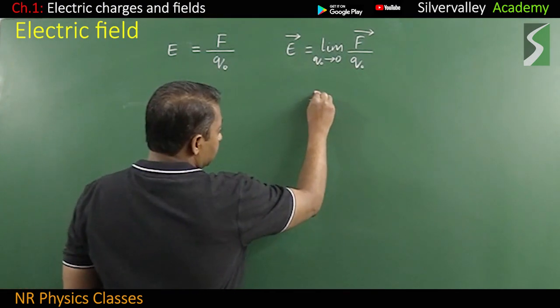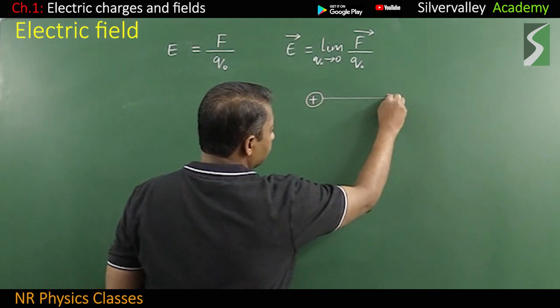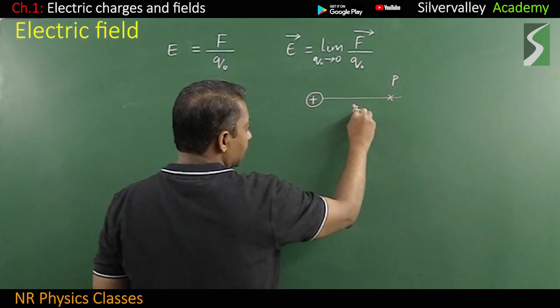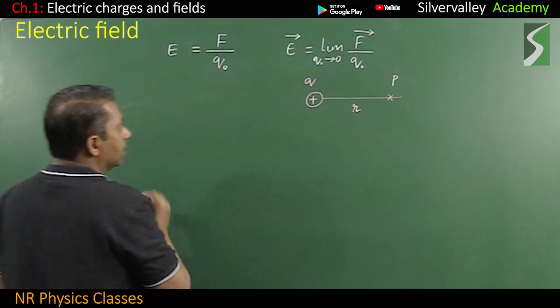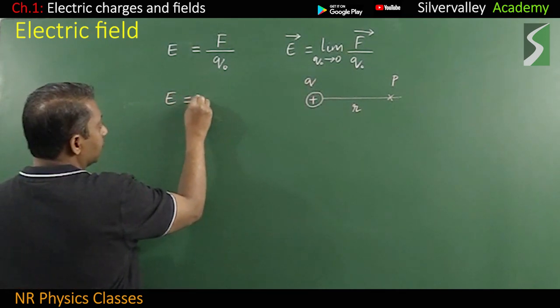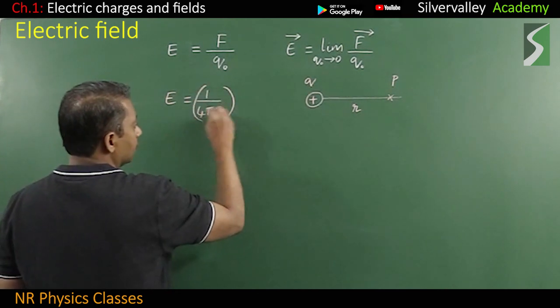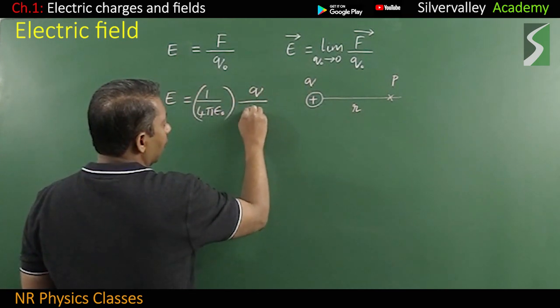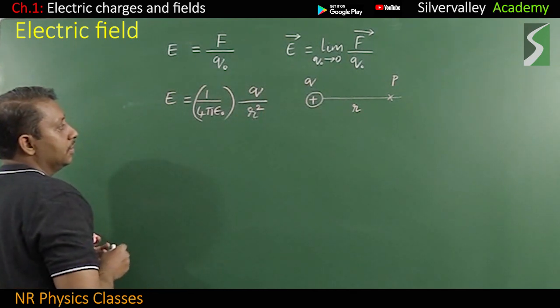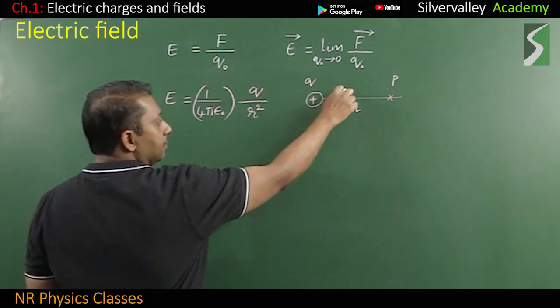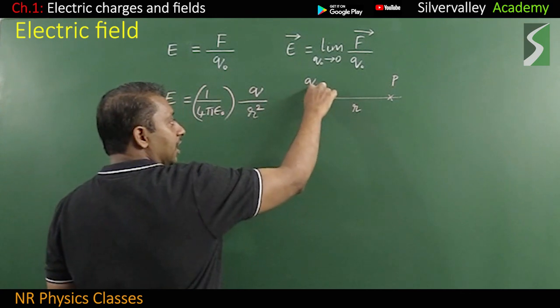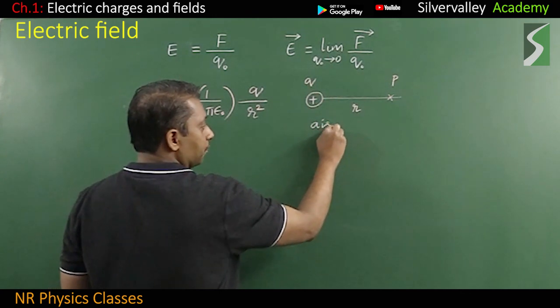If there is a charge and this is point P at a distance r, and this charge is Q, then the electric field is given by 1 by 4 pi epsilon naught Q by r square. So this is the electric field when the charge is in air or vacuum.